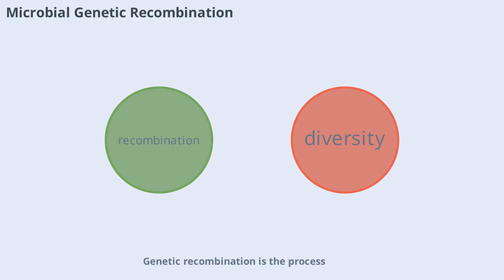Genetic recombination is the process by which microbes exchange genetic material, creating new combinations of genes. This process increases genetic diversity and can lead to the emergence of new traits. Recombination is a key driver of microbial evolution and adaptation.